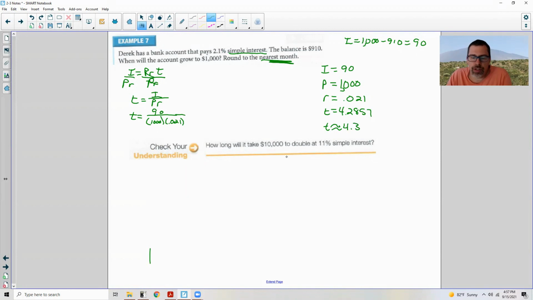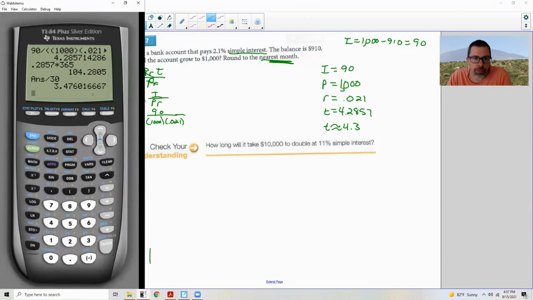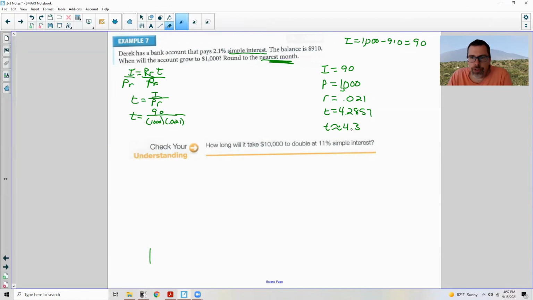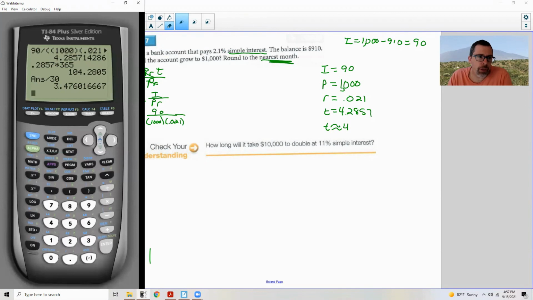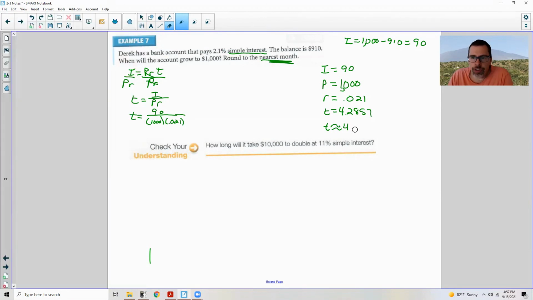It says round to the nearest month, though. So it would be 4 years and 3 months. It's not quite half of the month, so I'd round down. So I'd say 4 years and 3 months.